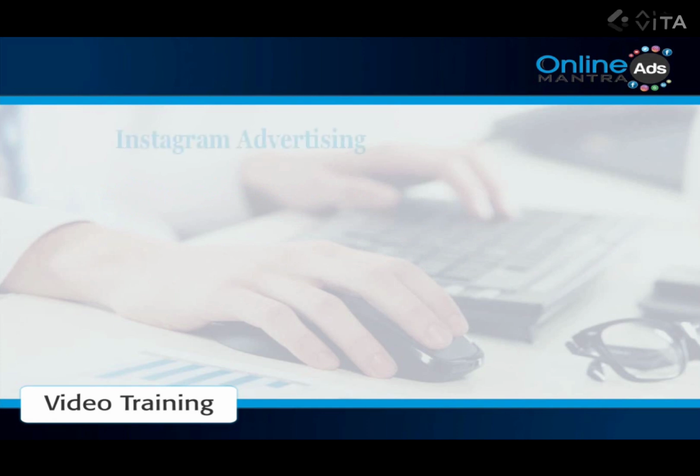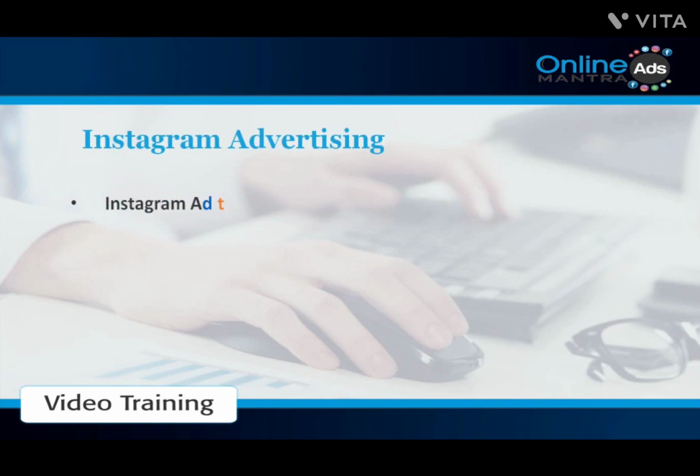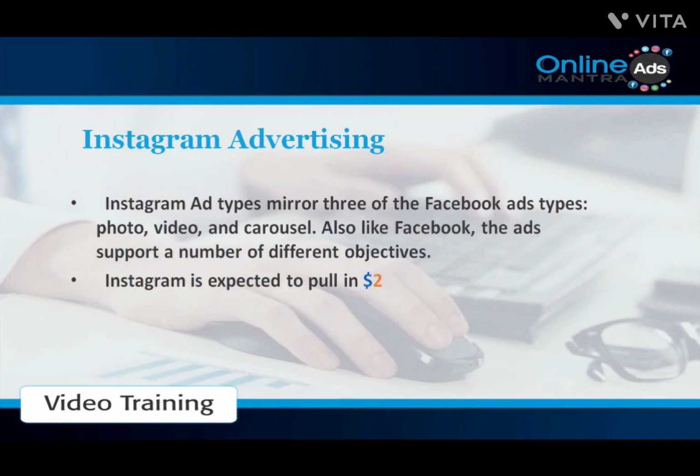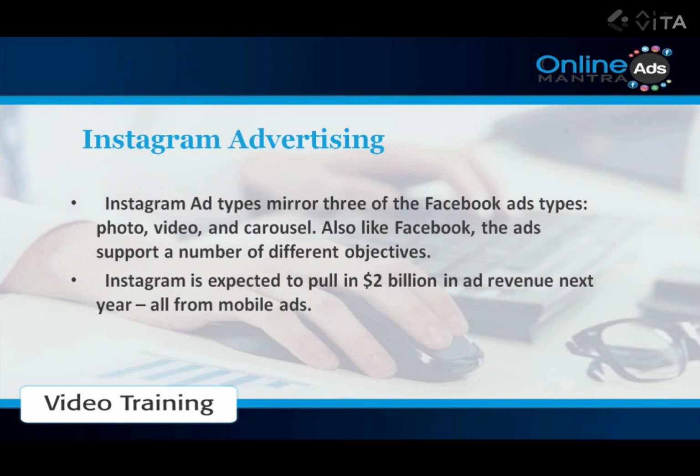Instagram advertising. Instagram ad types mirror 3 of the Facebook ad types: photo, video, and carousel. Also, like Facebook, the ads support a number of different objectives. Instagram is expected to pull in $2 billion in ad revenue next year, all from mobile ads.